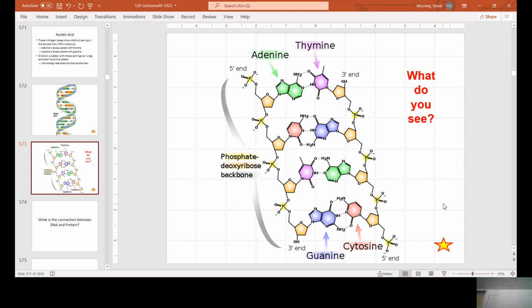So the pairing is about the connections that are made. Adenine and thymine make 2, so they always go together. Guanine and cytosine always make 3, so they always go together. So restricting it to length, or 3 rings, and then matching the number of connections that can be made to the other side of the helix, everything stays constant.